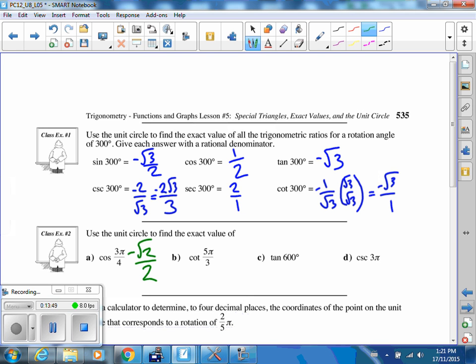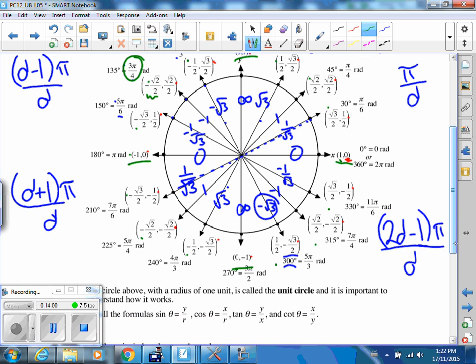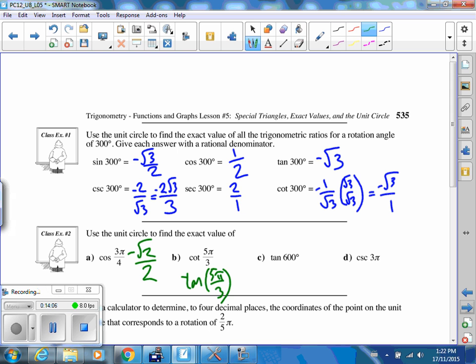Cotan of 5 pi thirds, that's silly. What I actually want to do is find tan of 5 pi thirds, and then I'll flip it. So tan of 5 pi thirds is going to be down here somewhere. My tangent is -√3. So flipping it is going to be -1 over √3. Or if I really wanted, -√3 over 3.